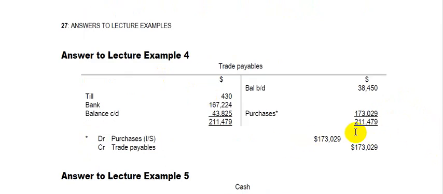Then you balance off the accounts by adding the side which has got the highest figure, which in this case is the debit side, giving us 211,874. So you take the 211,874, the other side, and then subtract the opening balance to give you a balancing figure of 173,029. So that's your figure for purchases made during this period. Any question?